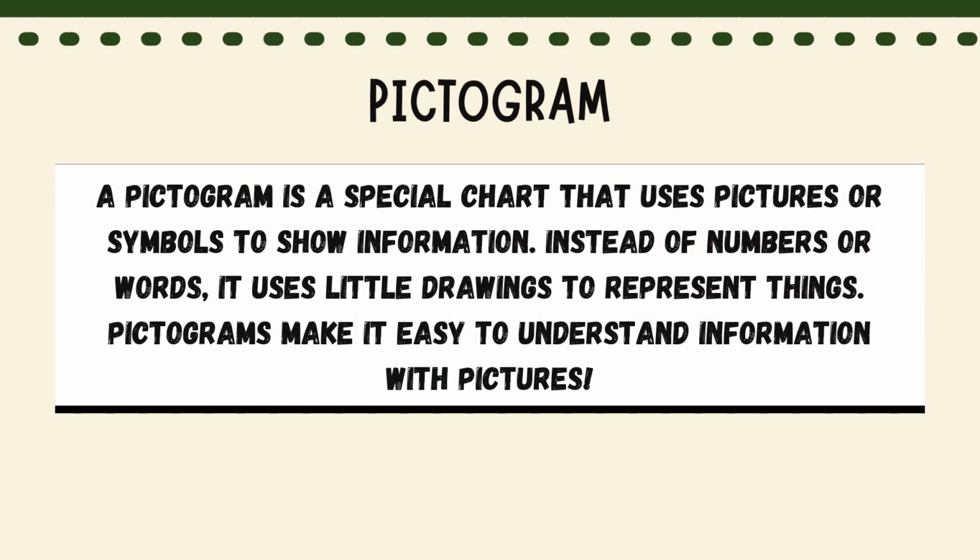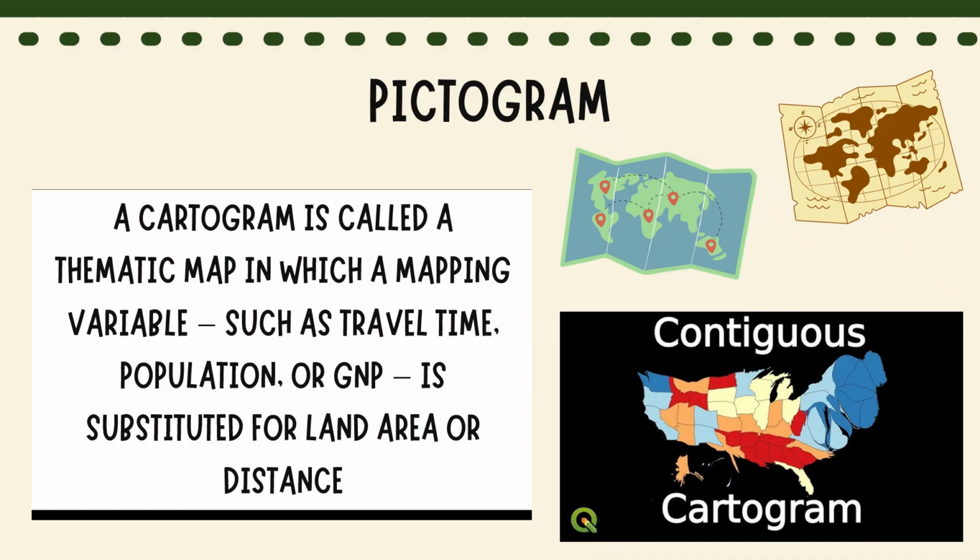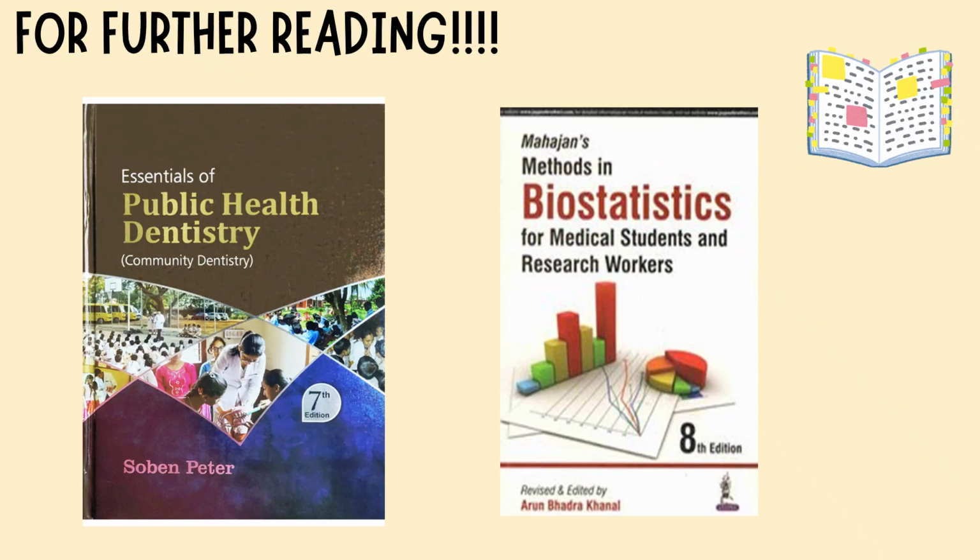Pictogram is a special chart that uses pictures or symbols to show information. Till now we have used only numbers to show information, right? But in this we are going to use pictures or symbols. A pictogram is also like a cartogram, called a thematic map, mapping variables. For example, if you want to know the distribution of fluorosis in Tamil Nadu, this will be very helpful to show the distribution of fluorosis in Tamil Nadu.